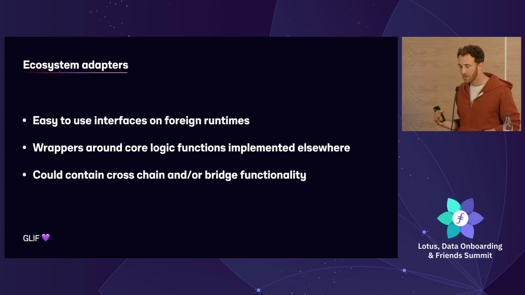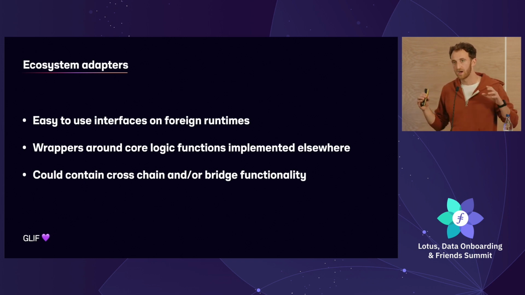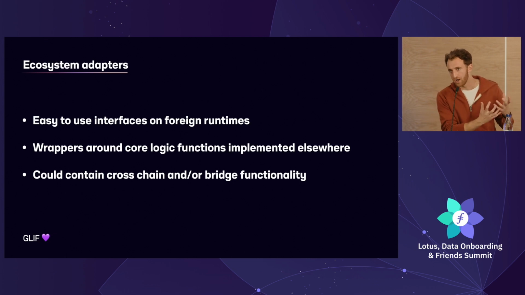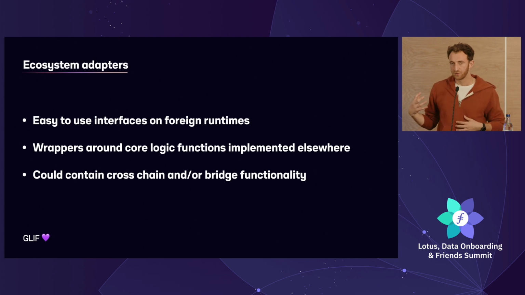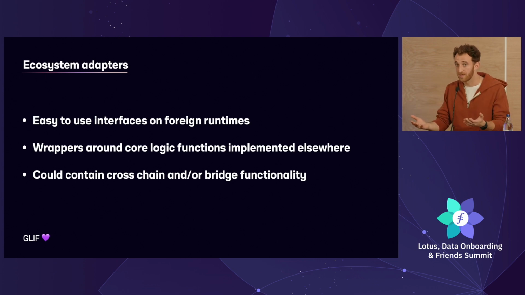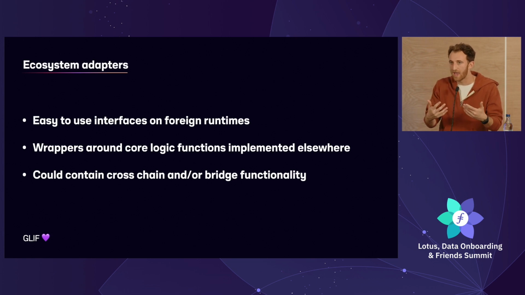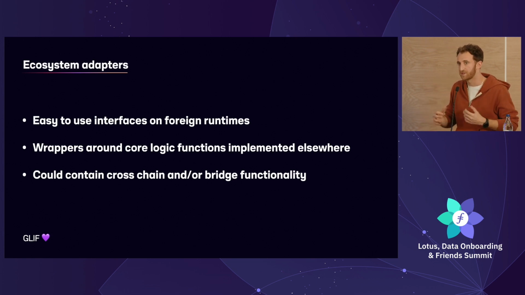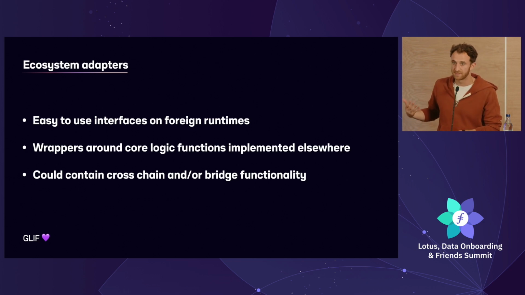So for GLIF, the way that we think about really harnessing this power is through this concept called ecosystem adapters. Ecosystem adapters are essentially lightweight wrappers around core logic that's implemented as a native Filecoin actor. You could imagine it's almost like the Lotus JSON RPC, right? The Lotus JSON RPC doesn't actually do anything besides send information to somewhere else in Lotus for the heavy, computationally expensive stuff to get done.